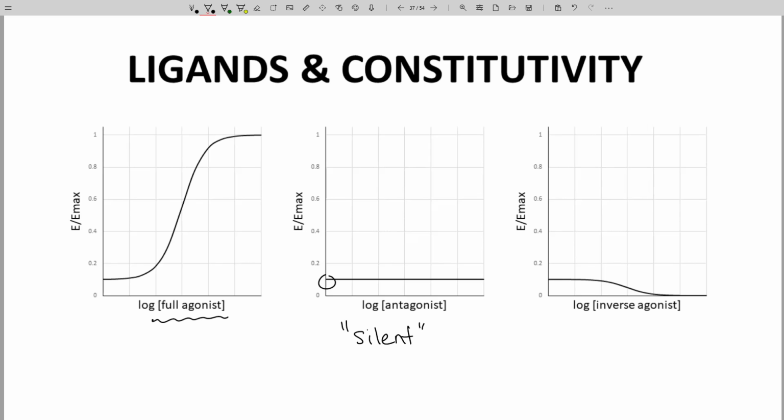The last curve shows that an inverse agonist is not silent. The inverse agonist pushes down the response to a true 0. The potency of inverse agonists is identified at the inflection point and also labeled as an IC50 value.